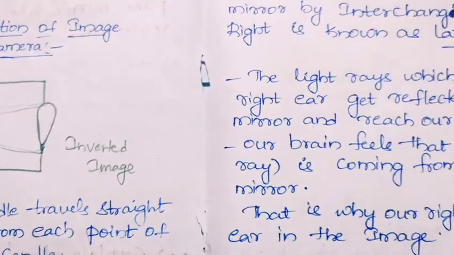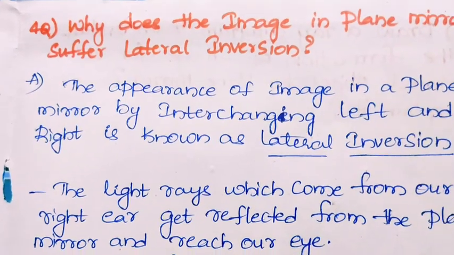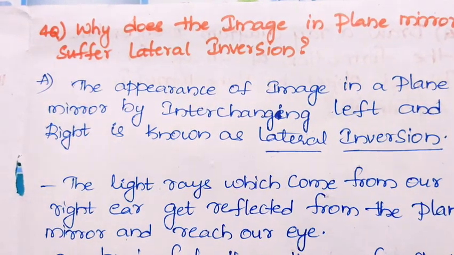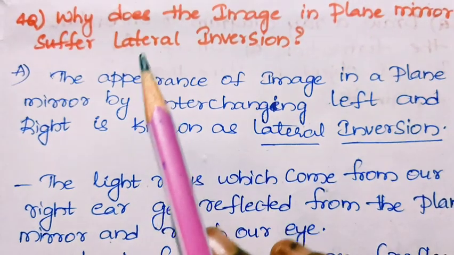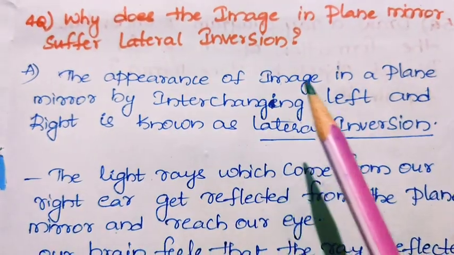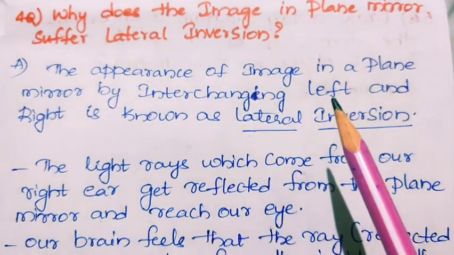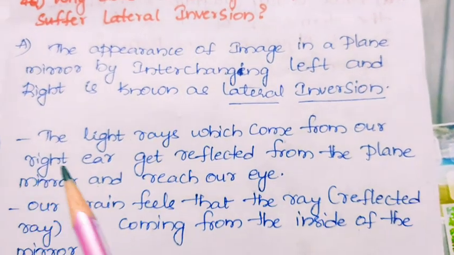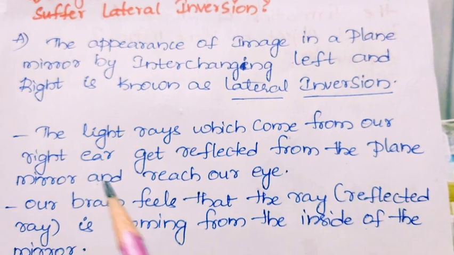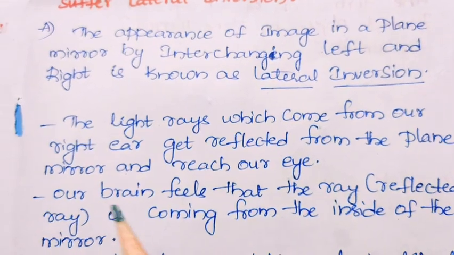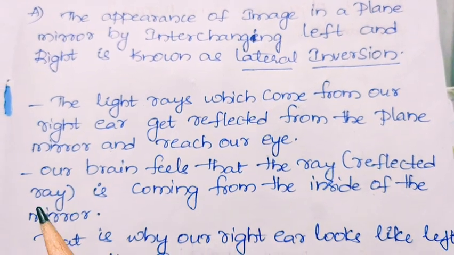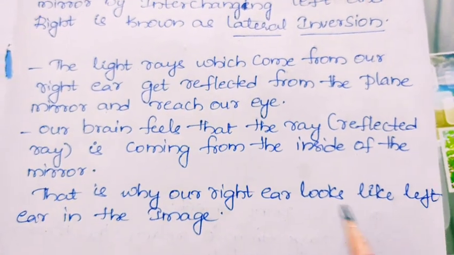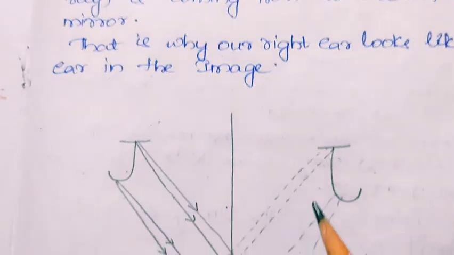Next question, fourth question, why does the image in a plane mirror suffer lateral inversion? Now we'll explain this. The appearance of the image in a plane mirror by interchanging left and right is known as lateral inversion. The light rays which come from our right ear get reflected from the plane mirror and reach our eye. Our brain feels that the ray, that is the reflected ray, is coming from the inside of the mirror. That is why our right ear looks like left ear in the image. See, look at the image here.